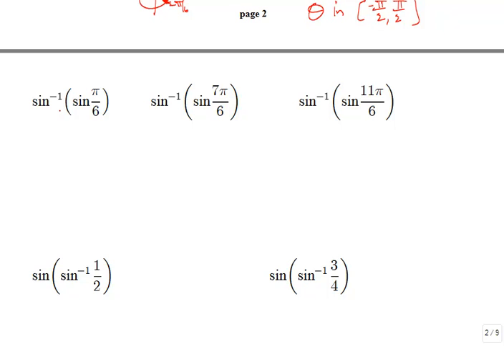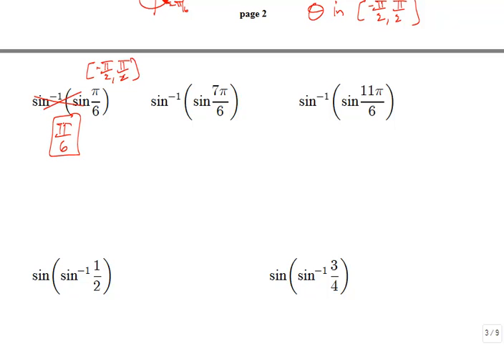However, inverse sine does have this restricted range here. You have to always be working within minus pi over 2 to pi over 2 for your angles. And luckily for us, pi over 6 is in this range, minus pi over 2 to pi over 2. So we can use that cancellation law, cancel these guys out, and we will get pi over 6 right back again.